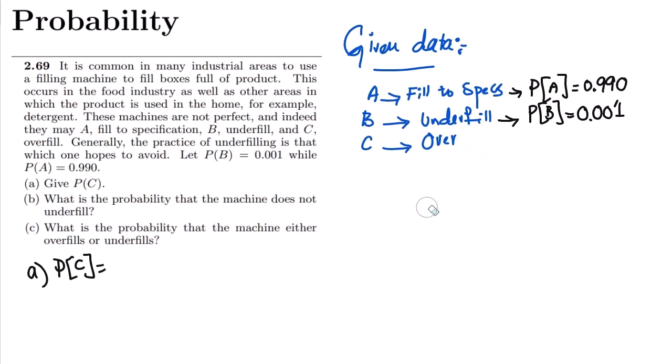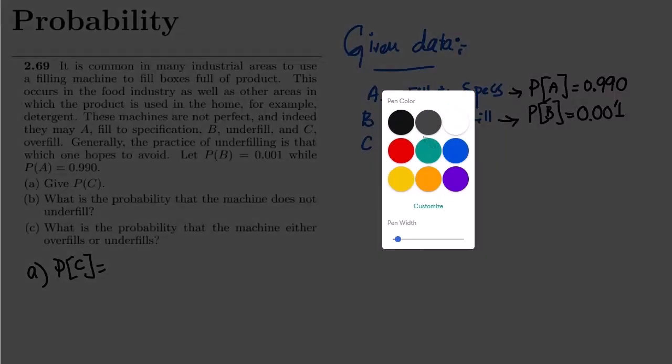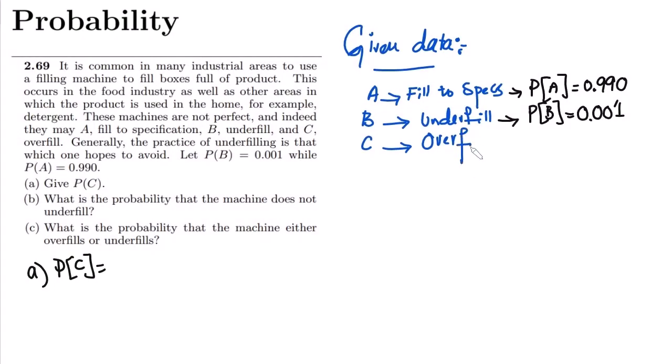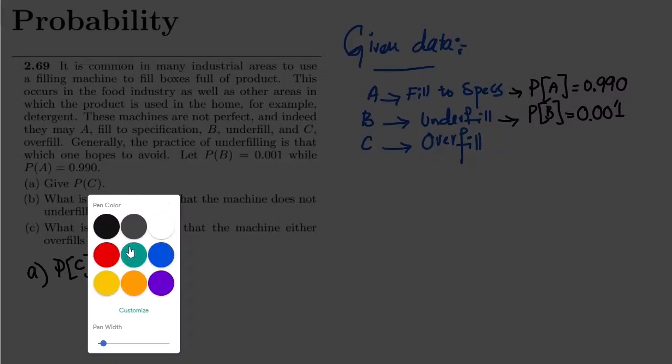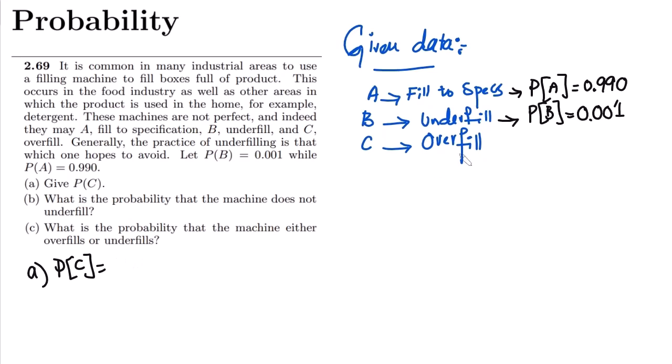That is overfill. Okay, we have to find out the probability of the overfill, and how much it would be. In order to find it out, we know very clearly that in this scenario we have three conditions in such a way that probability of A plus probability of B plus probability of C is equal to 1.